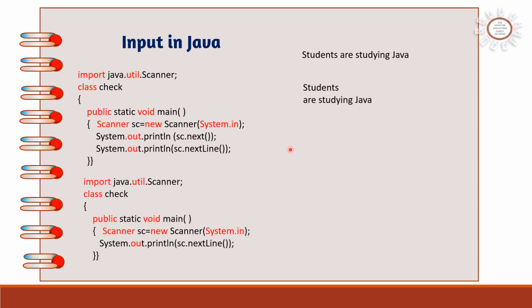And see the second code. In this case, sc.nextLine is coming alone. If it is like that, whatever sentence we give, for example the same sentence, "students are studying Java," the full sentence will go to sc.nextLine and the output will be like that. So the first word always goes to next and the remaining words go to nextLine. And if you are giving a full sentence and using sc.next alone, only the first word will be taken. And if sc.nextLine is coming alone, the full sentence will go to nextLine.